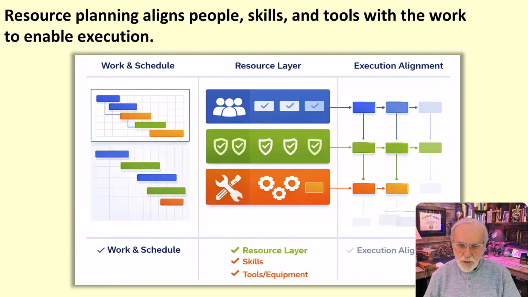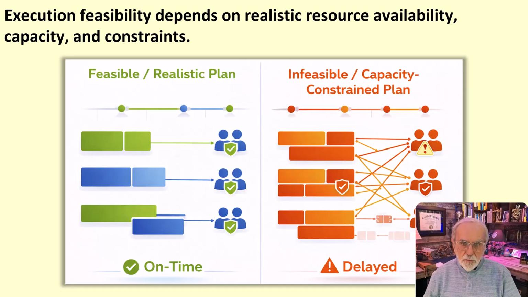Resource planning is not just about assigning people, it's about ensuring the project has the capability and coordination needed to execute effectively. Resource planning and execution feasibility. Execution feasibility depends on realistic resource availability, capacity, and constraints.